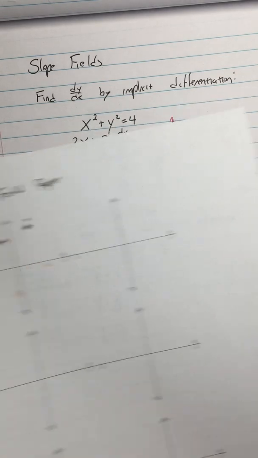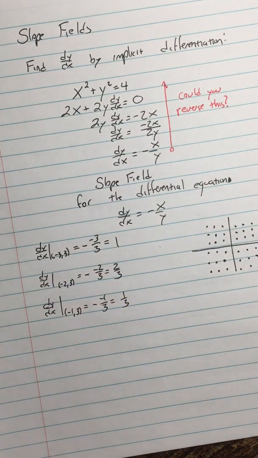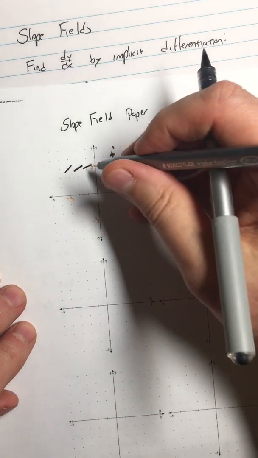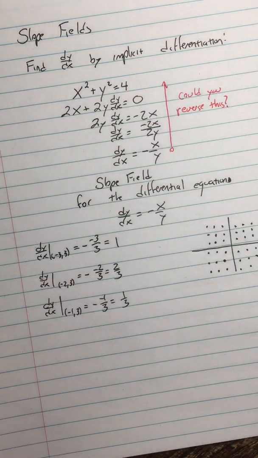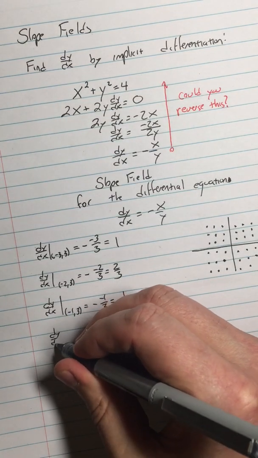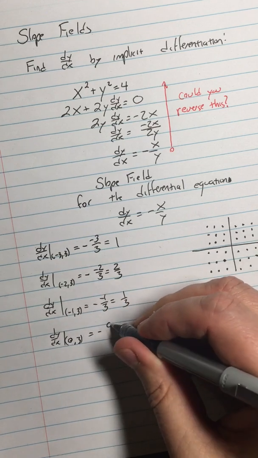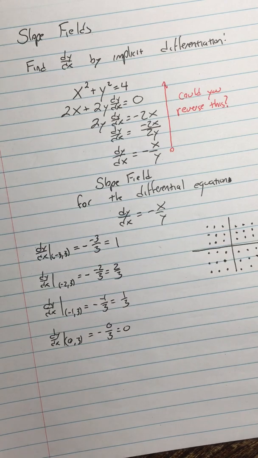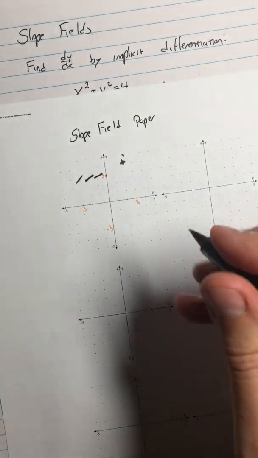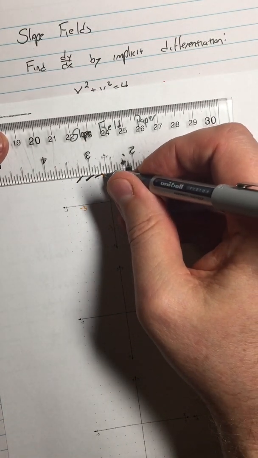All right. Next one, we'll just do one more. We'll do the point 0, 3. dy/dx at 0, 3. That's going to be negative 0 over 3, which is 0. So that's the slope 0, which is horizontal. And I'll just make a nice horizontal slope right there.